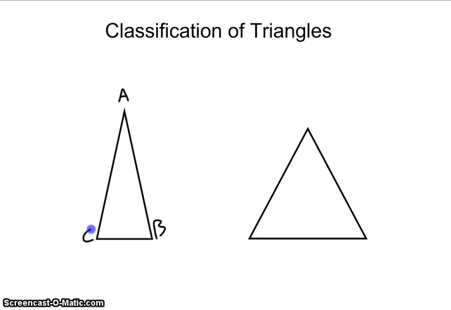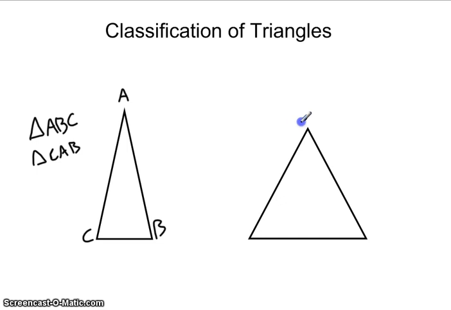So I can call this one triangle ABC. I could also call it triangle ACB, CAB. It doesn't really matter. We can show that with symbols, triangle ABC. And again, I can do any of those combinations that I just talked about. It could be CAB, any of those.